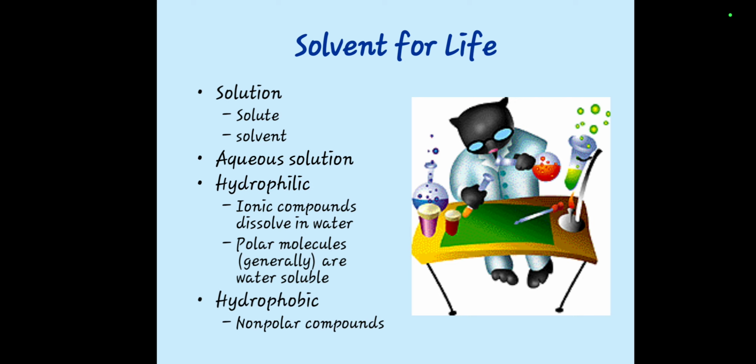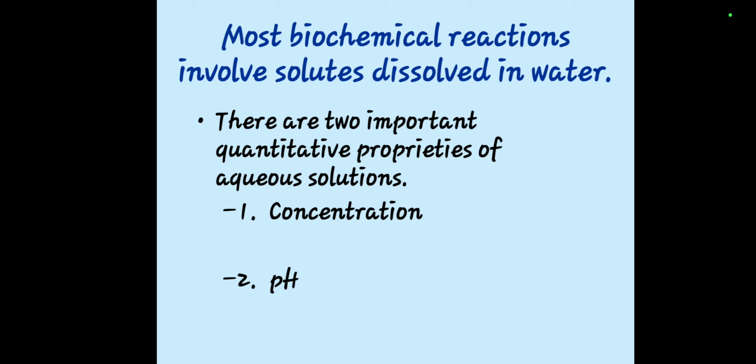And hydrophobic or non-polar compounds. Most biochemical reactions involve solutes dissolved in water. There are two important quantitative properties of an aqueous solution: concentration and the potential hydrogen, or pH. When we say concentration, it is the abundance of a constituent divided by the total volume of a mixture. That explains what concentration is. Basically, it's a measure of how much of a given substance is mixed with another substance.